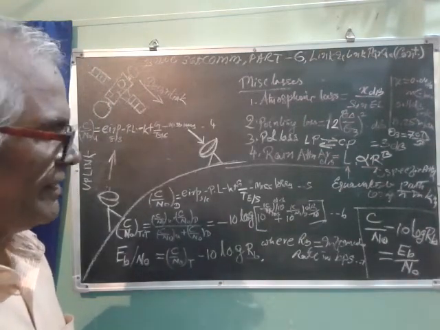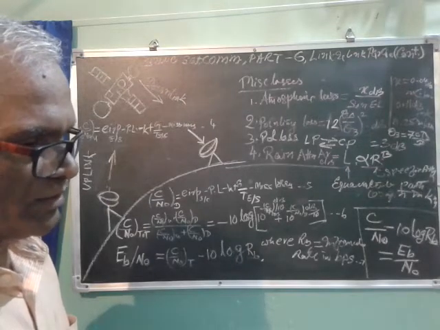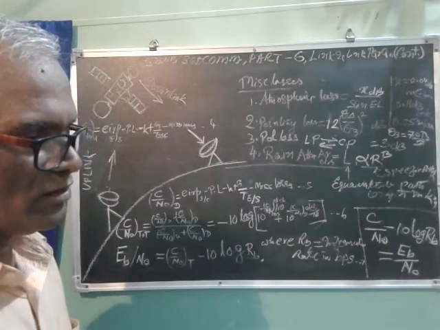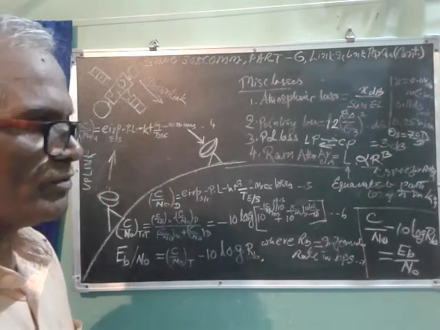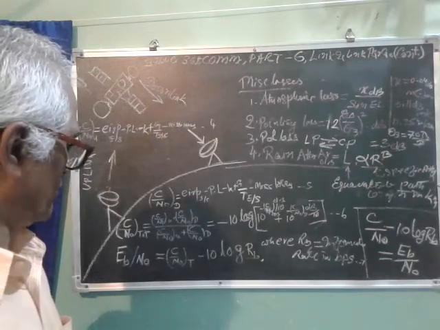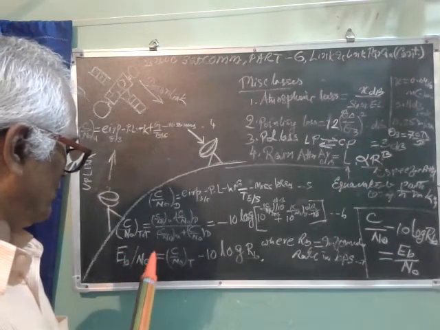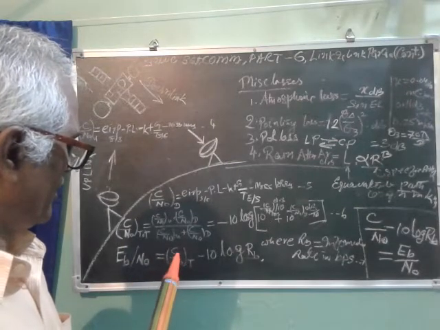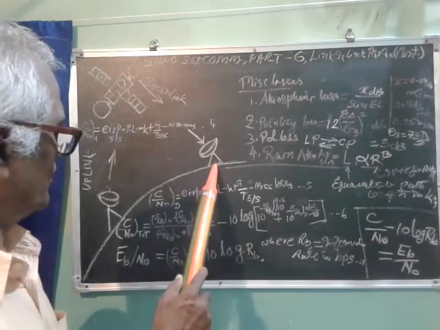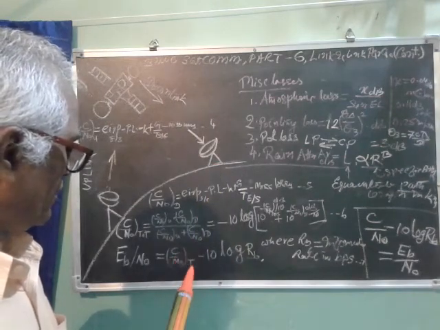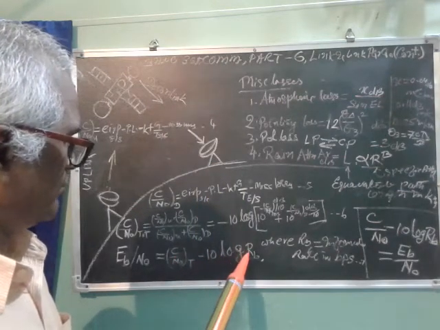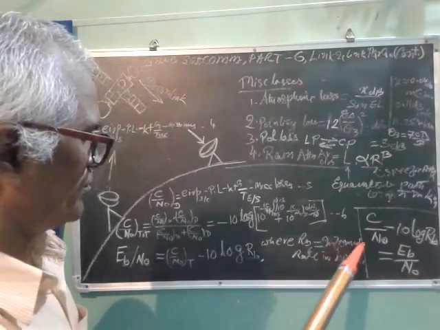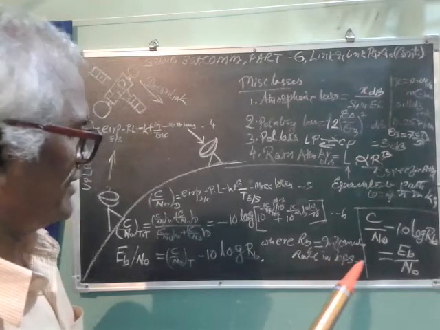Then finally we will talk about C by N with some bandwidth, or digitally we will talk about Eb by N naught, energy per bit divided by noise density. That will be C by N naught total, whatever effective C by N we achieve, C by N naught total minus 10 log information rate Rb, where Rb is equal to the information rate in bits per second.